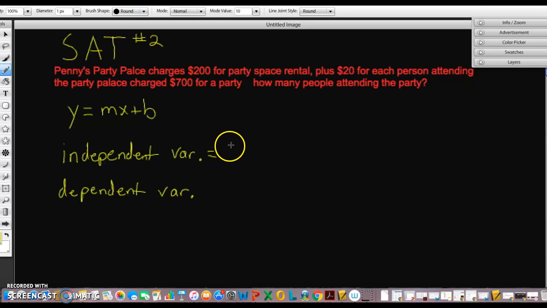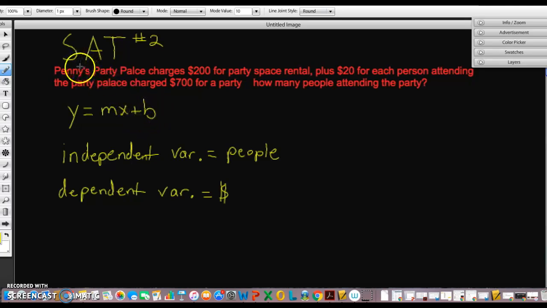So the independent variable is going to be the people, and then the dependent variable is obviously going to be the price. What this means is that we're going to have a relationship where the price is dependent on the people. And we want to figure out how many people attended this party based off the price that was given here. We're going to do that by figuring out the parts of this equation.